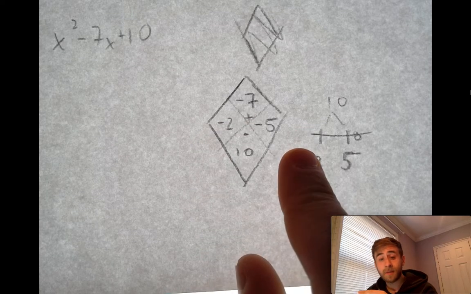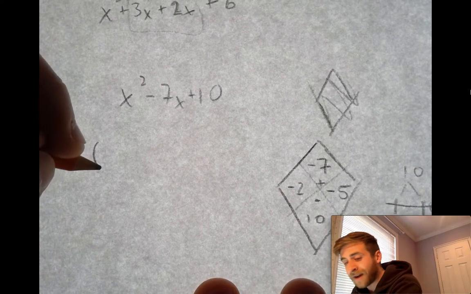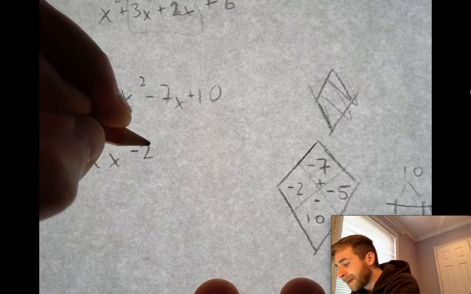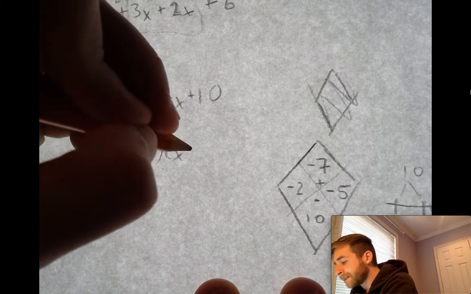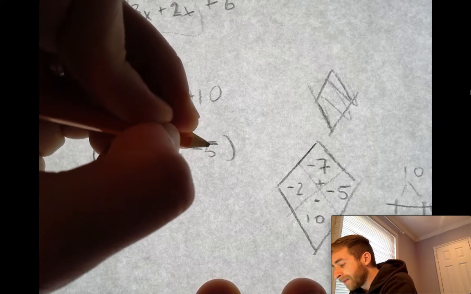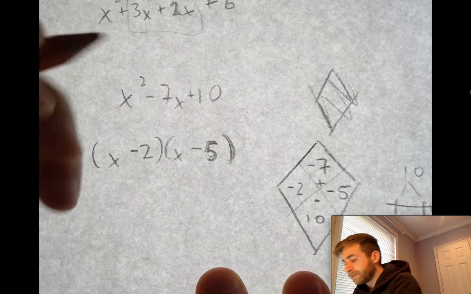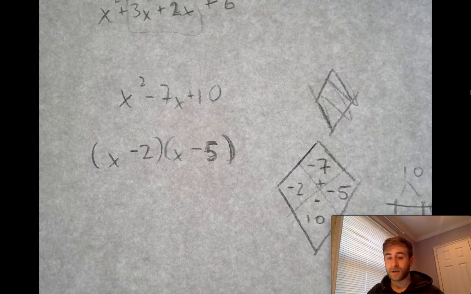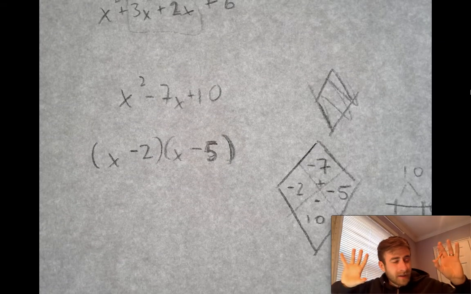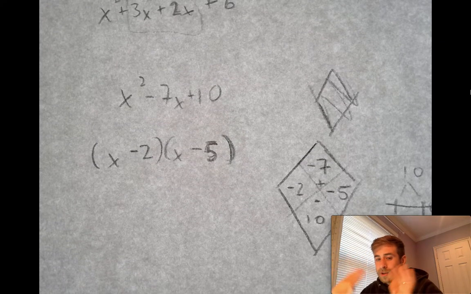So this is going to be the one that works out, and I will write my factors as x minus 2 and x minus 5. This is it. That is trinomial factoring. Last thing, I know I'm like 13, 14 minutes into the video. We're just going to super quick check this.